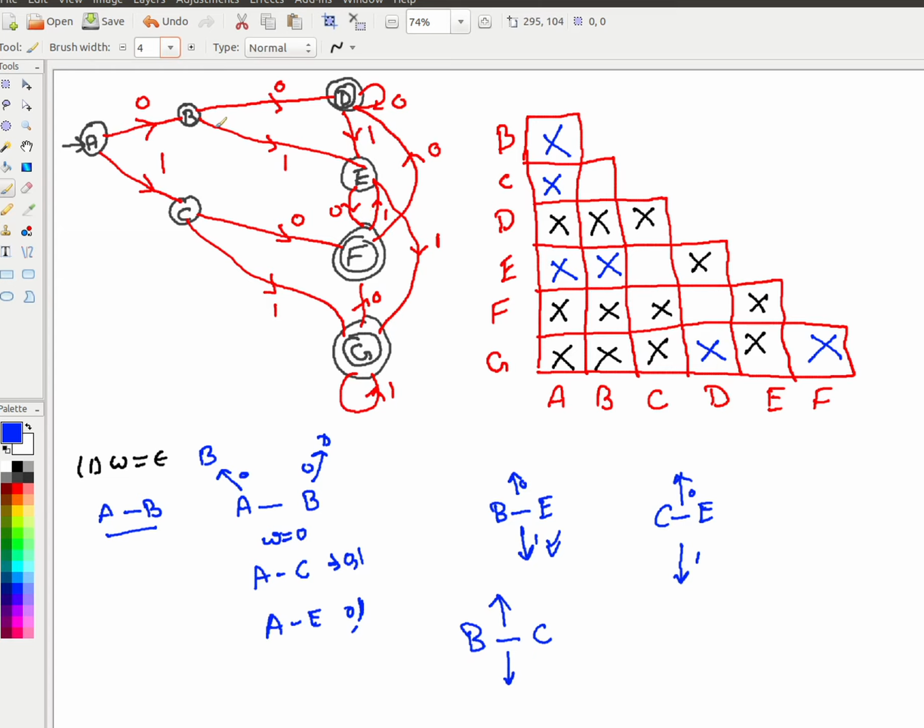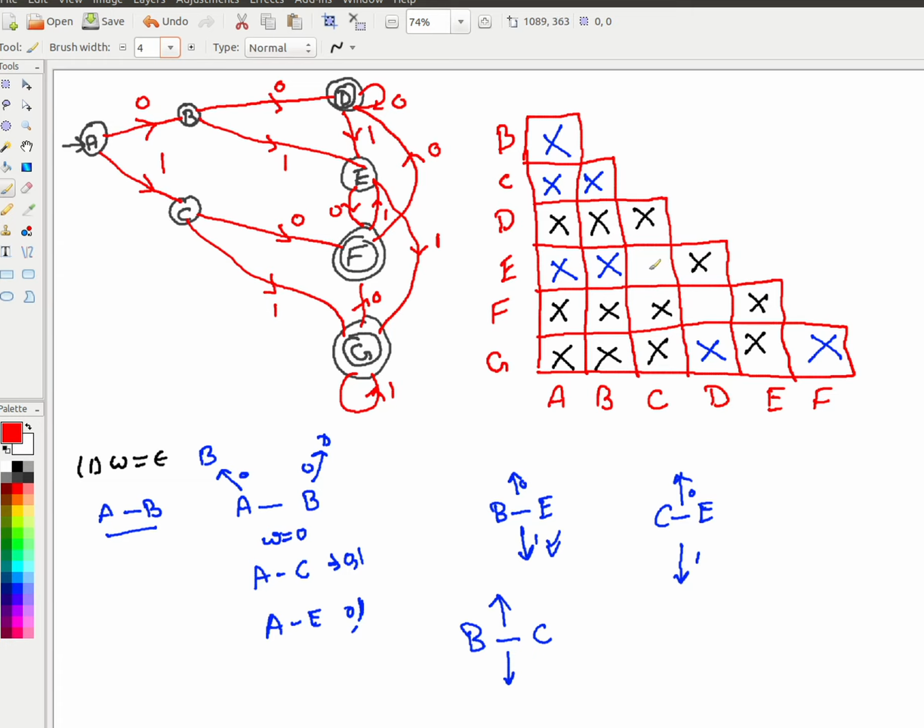Okay. At 1, B goes to E and C goes to G. So it is distinguishable, right? So B and C at 1, one goes to final, one goes to non-final. So it is also not. Anything else? So these two we already saw that we cannot comment at this step. So we again have to check it one more time. Now because you got some new marking, it might be possible. But the answer is no.